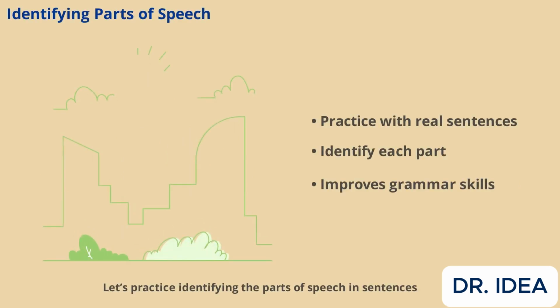Let's practice identifying the parts of speech in sentences. For example, they laughed at the joke. Here, they is a pronoun, laughed is a verb, at is a preposition, the is an article, and joke is a noun. Practicing this skill helps you understand how sentences are built and improves your grammar.